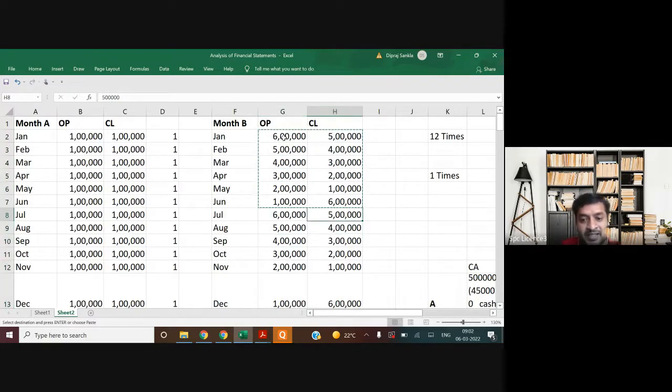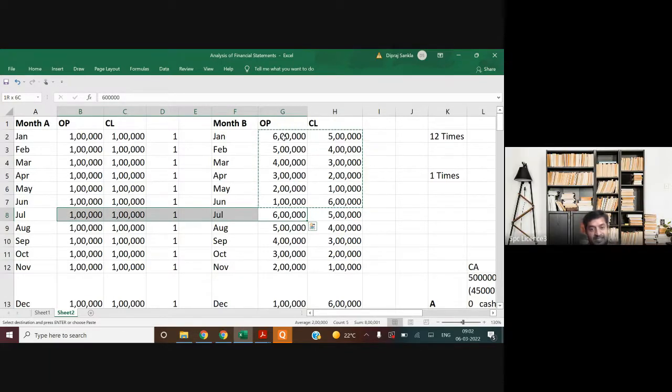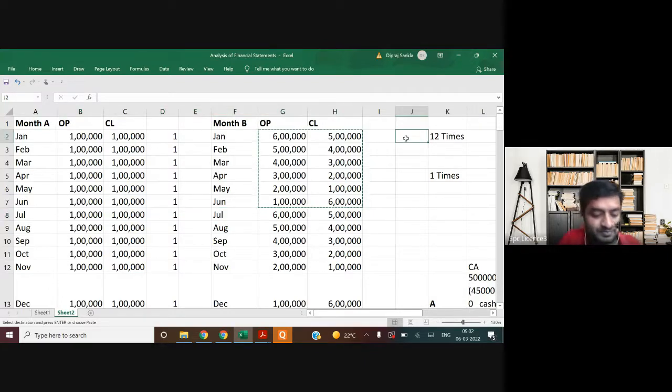किती रुपयाचे गुड्स ते बाय करते? 6 लाख रुपीज. बरोबर ना? Yes, sir. मला सांगा आता, नीट लक्ष द्या. मला सांगा, here in case of a company what is stock turnover ratio? 12 times ना? Yes, sir.